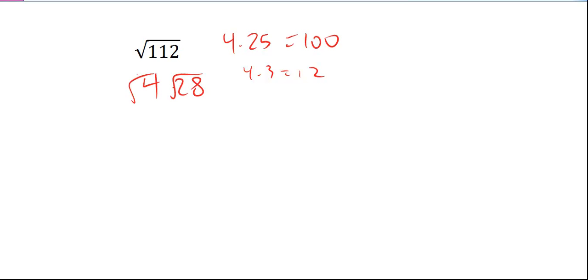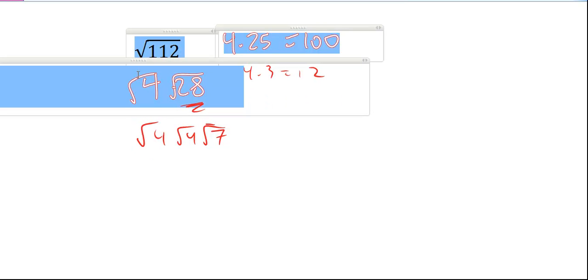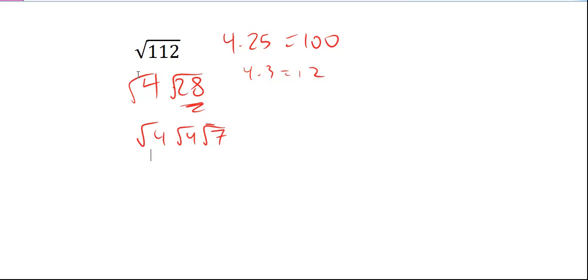We could stop there, or I could notice, hey, there's a 4 into this as well. So square root of 4 times square root of 4 times square root of 7 gives me 2 times 2 times square root of 7, and that gives us 4 root 7.